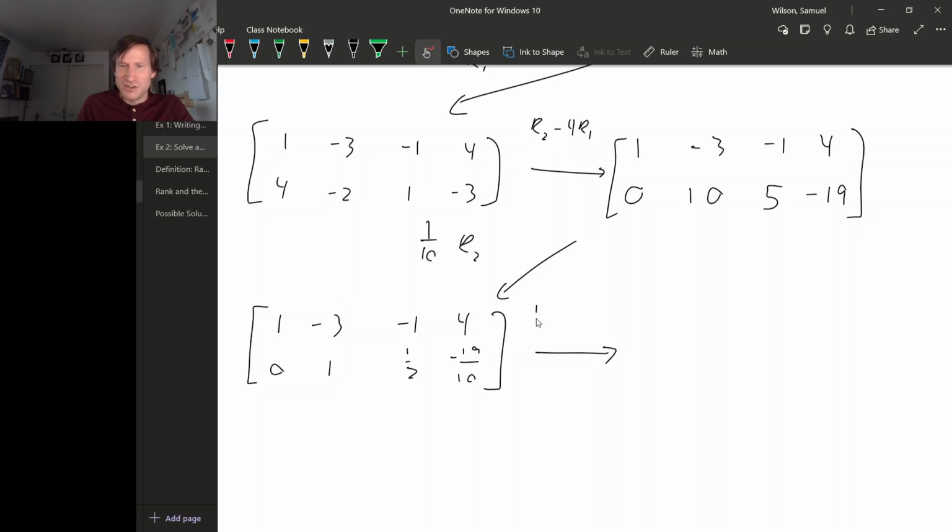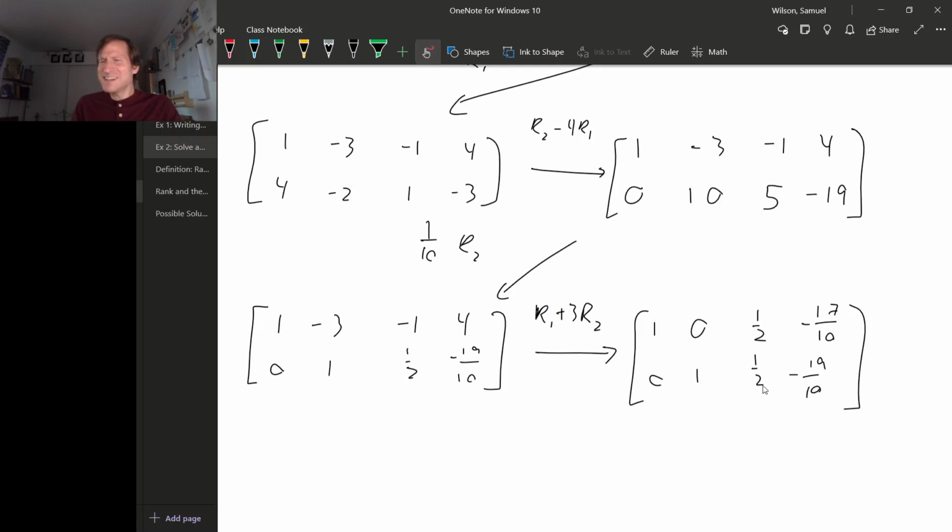Okay, and then now we need to do row 1 plus 3 times row 2. So 1, 0, and then we get minus 1 plus 3/2, which is plus 1/2, and then 4 minus 3 times 19 over 10, so that's 40 minus 57, which is minus 17 tenths. Then 0, 1, 1/2, minus 19 over 10. All right, some kind of messy numbers there. If I didn't get the arithmetic exactly right, this is close enough to illustrate the point.